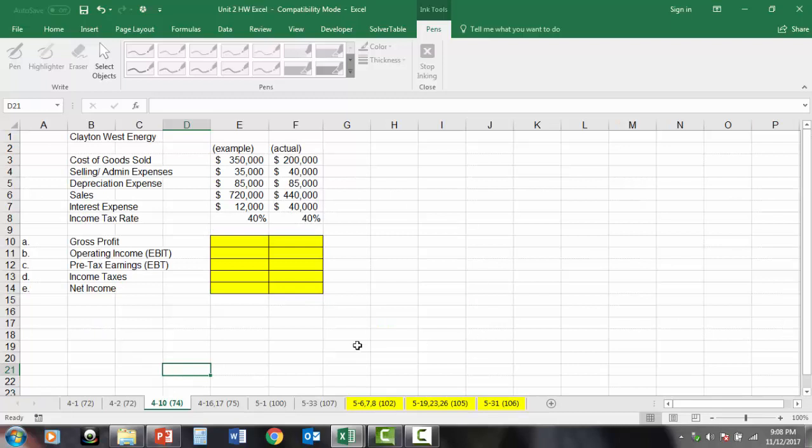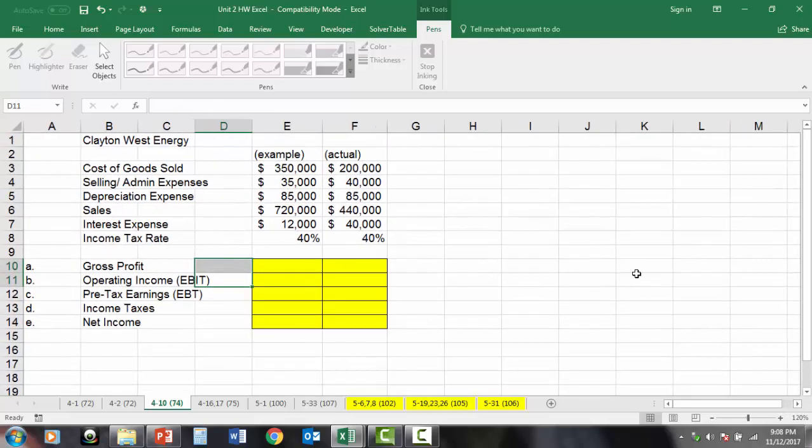Okay, moving on, 4.10. The following financial data correspond to Clayton West Energy's 2015 operations. I've copied it into the spreadsheet, and the book wants us to calculate gross profit, operating income, EBT, EBIT, income taxes, and net income, so everything down here. What I've done here, this is the actual ones. I'm going to leave that for you to do, but I'll go ahead and run an example. I changed the numbers around so we can play with this and see how we do it.